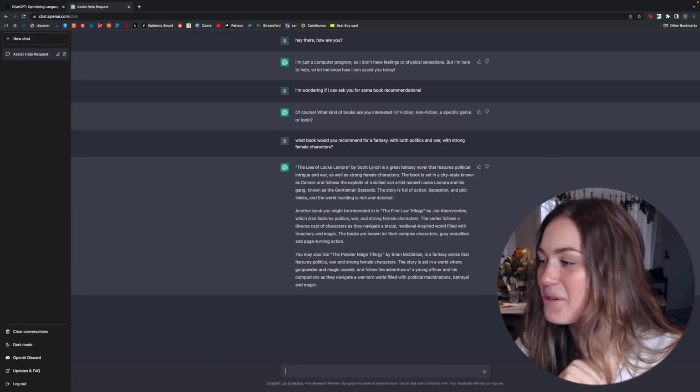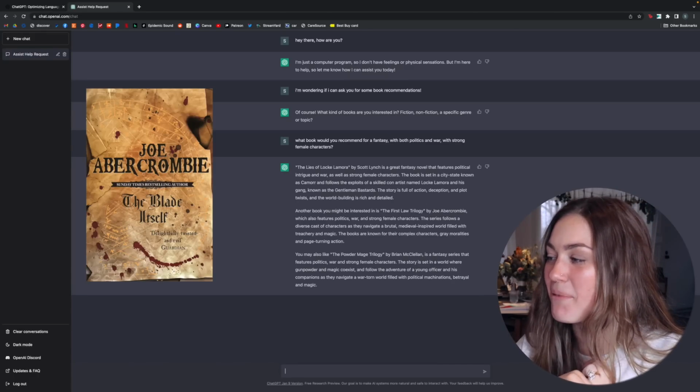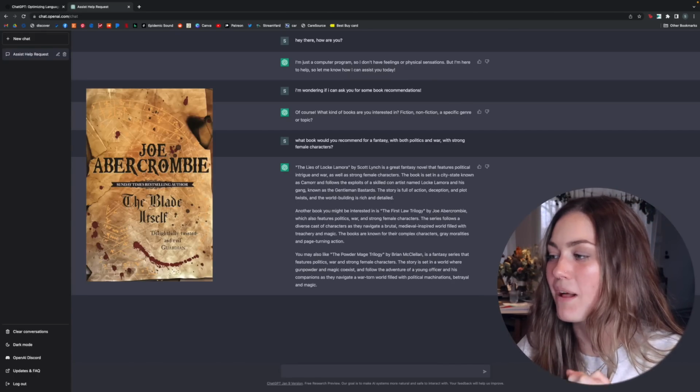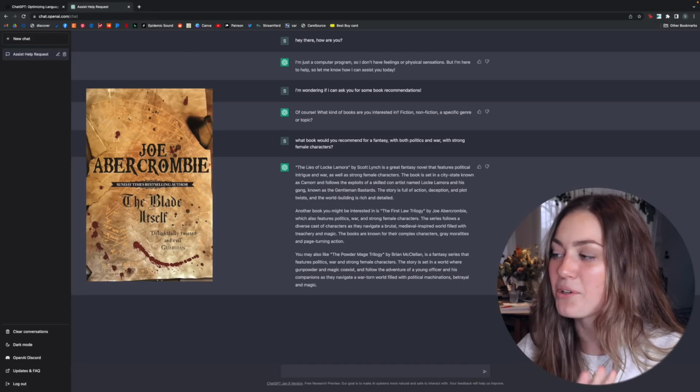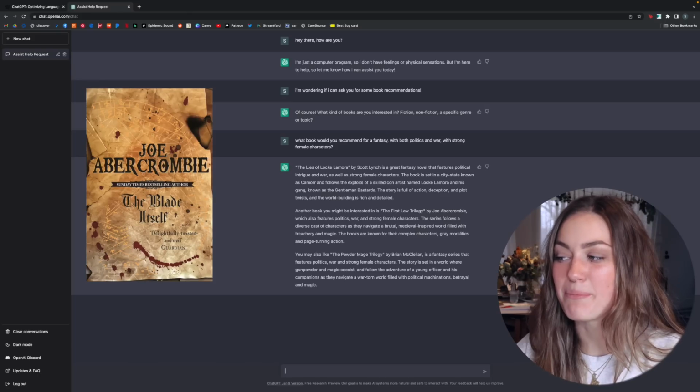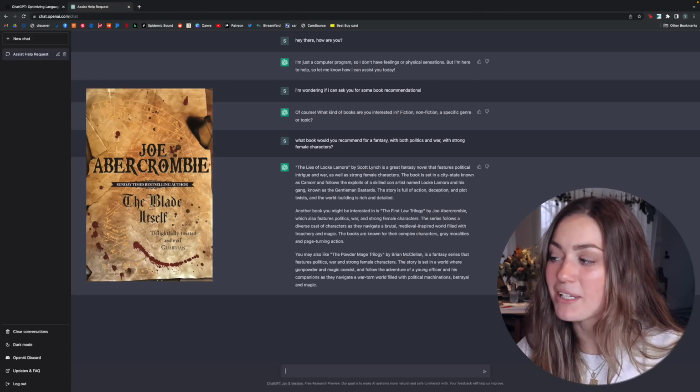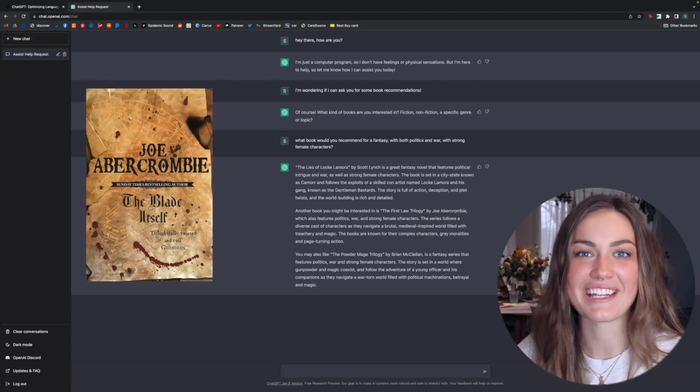Okay, Chad. Another book you might be interested in is The First Law Trilogy by Joe Abercrombie, which also features politics, war, and strong female characters. The series follows a diverse cast of characters as they navigate a brutal, medieval-inspired world filled with treachery and magic. The books are known for their complex characters, gray moralities, and page-turning action.